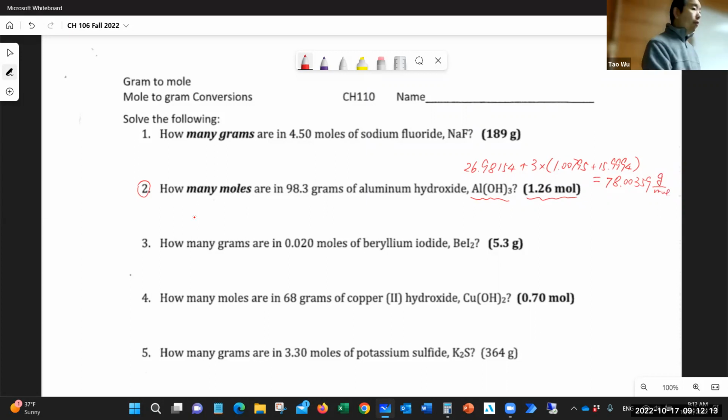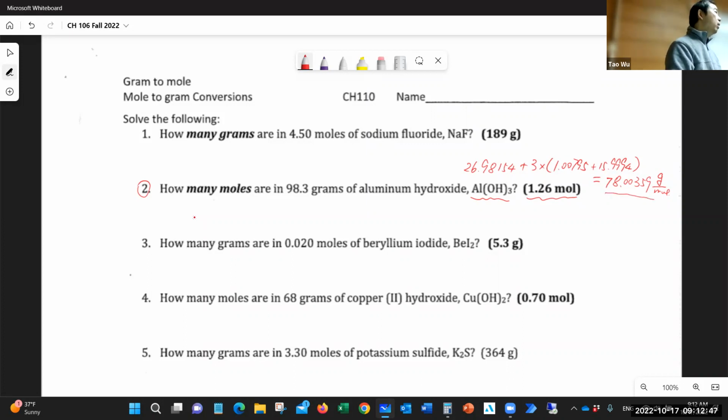Okay, so let's review this question. First of all, if you want to convert between mole and mass, doesn't matter from mole to mass or mass to mole, the first thing you need to do is figure out the molar mass of this compound. For aluminum hydroxide, the molar mass is one aluminum, plus 3 times the hydroxide, so 3 times the hydrogen plus oxygen together, and we get the molar mass. This is the first step.